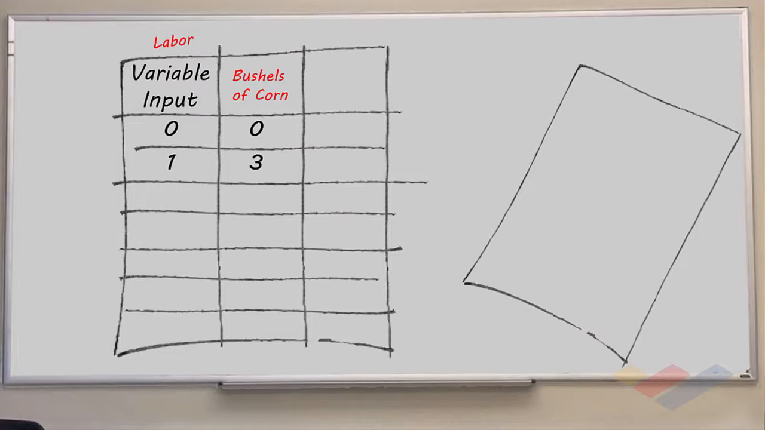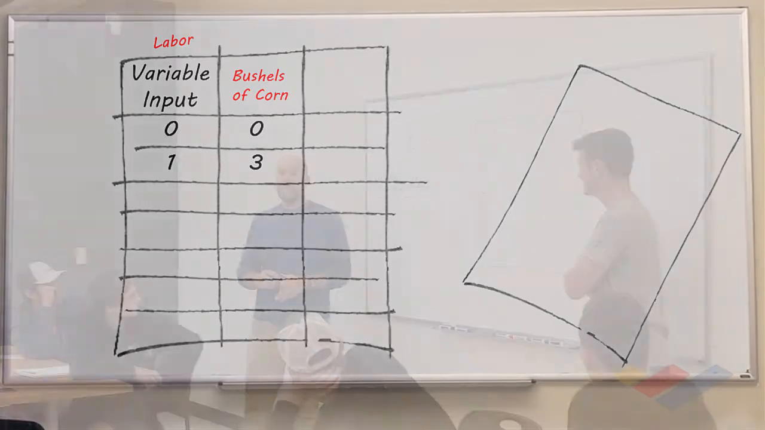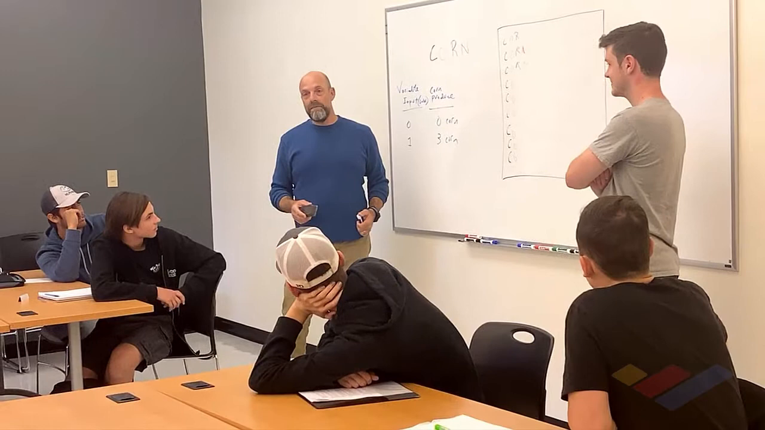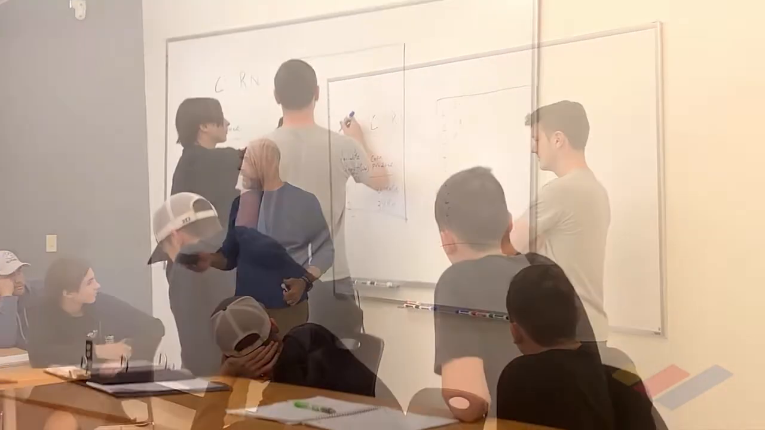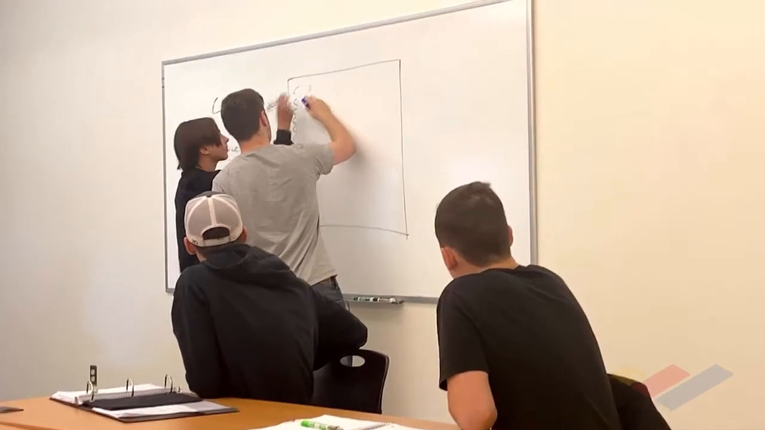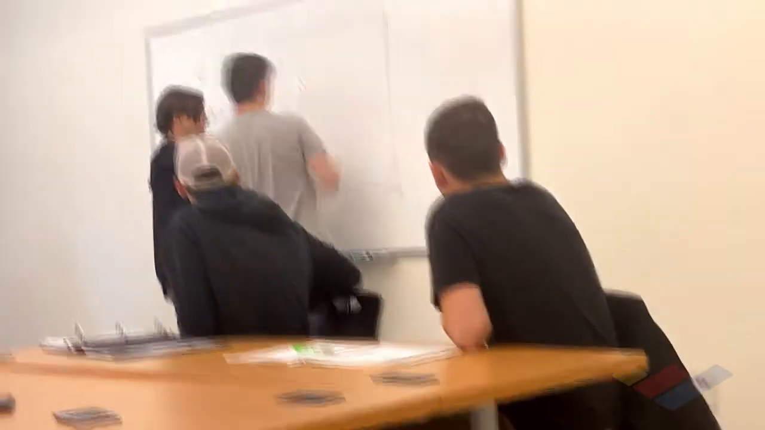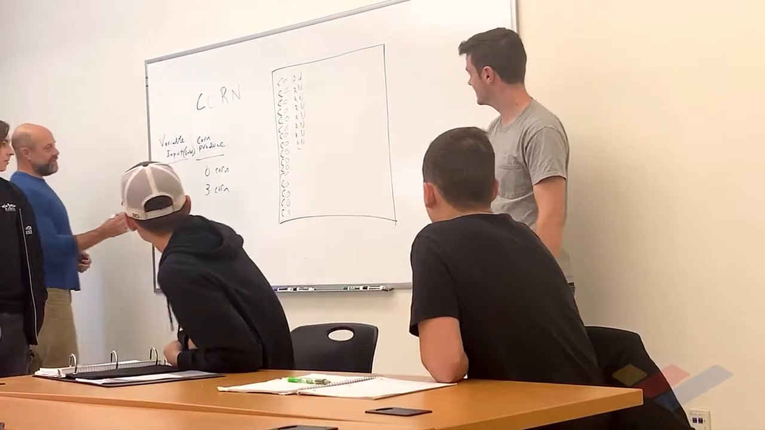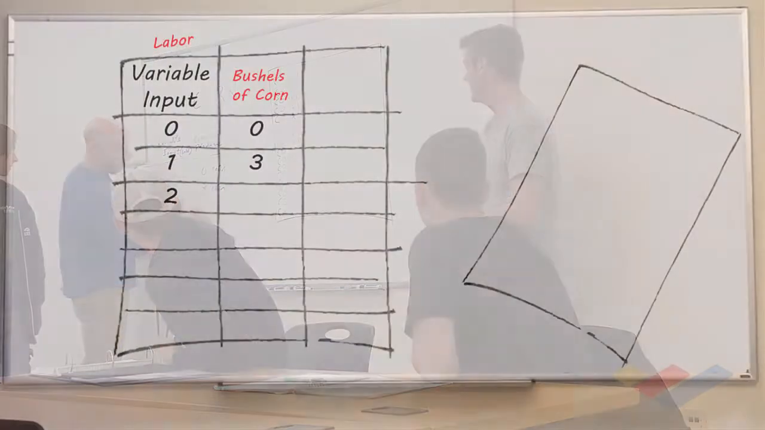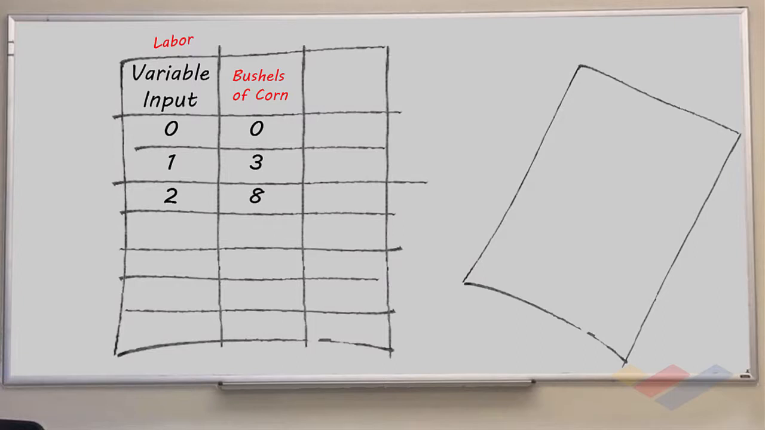Right, that's our output. So what we're going to do now is go into another production period, also 20 seconds. But this time we're going to have 2 farmers, right? 2 units of labor. So who would like to be our second? Not bad, all right, you guys. Got 8 bushels? 8 bushels, nice. 8 bushels of corn, all right, there we go, excellent. So in other words, when we use 1 unit of labor, we're able to produce 3 units of corn. When we had 2 units of labor, we were able to produce 8 units of corn, right?